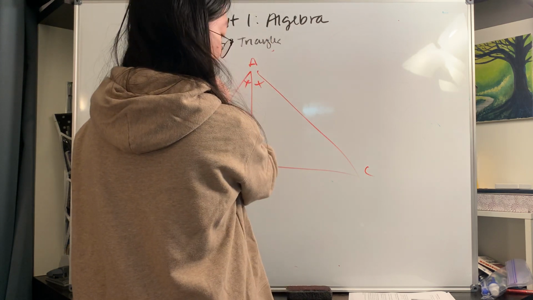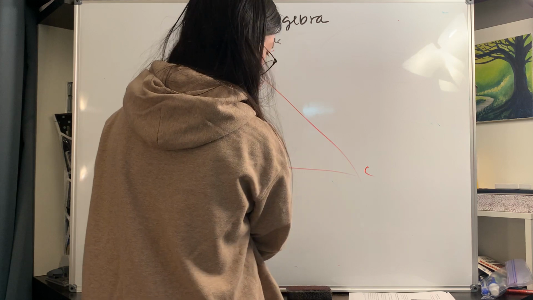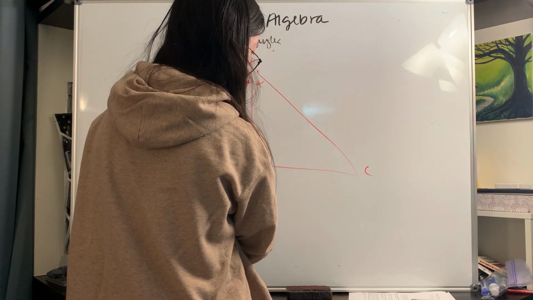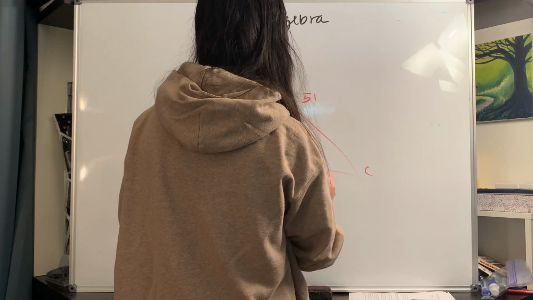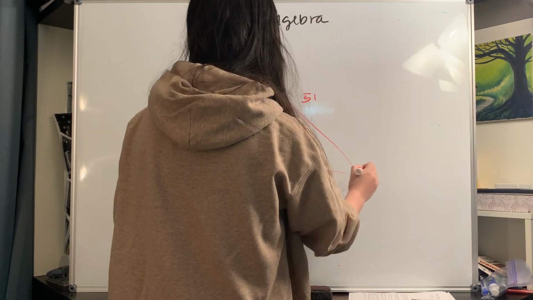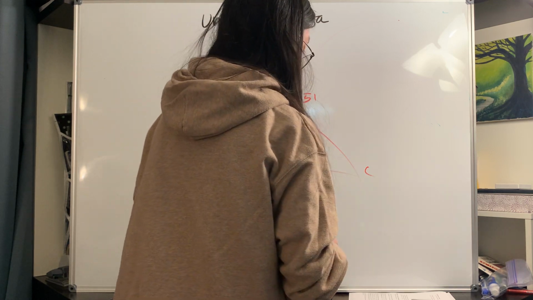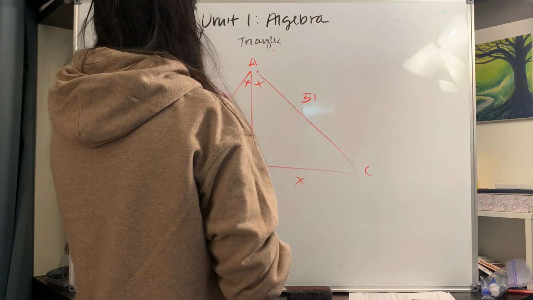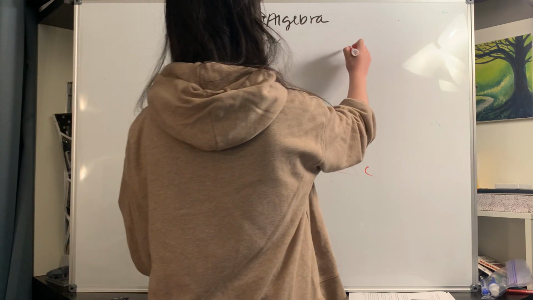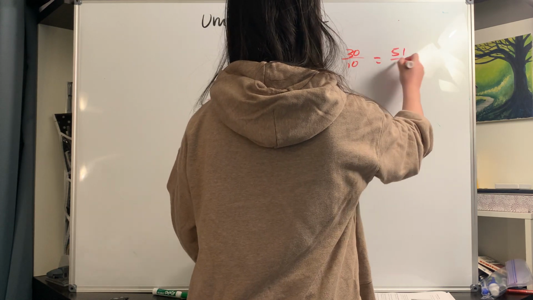We know that AB is equal to 30. BD here is equal to 10. AC is equal to 51. We're trying to find out what BC is. Okay, well, we can call DC x here. So according to the angle bisector theorem, we have 30 over 10 is equal to 51 over x.